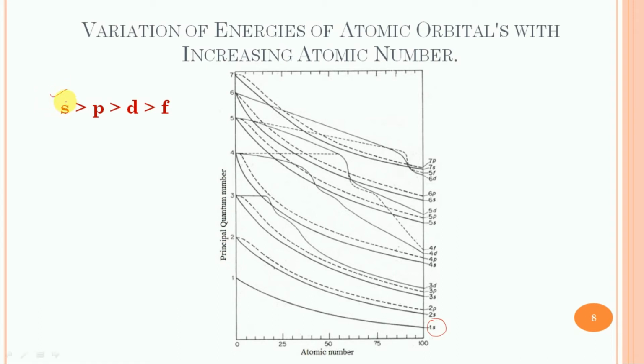The s orbital will show the maximum penetration power in comparison to the p, d and f orbitals. Therefore, because of the different extent of shielding, they are attracted to different extents by the nucleus. As a result, they drop in energy to different extents, as shown in the figures.